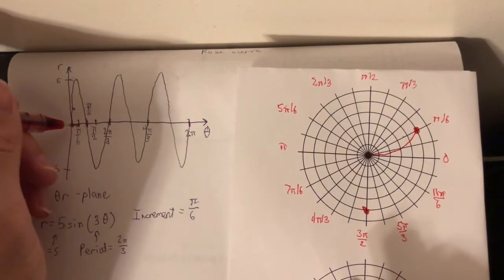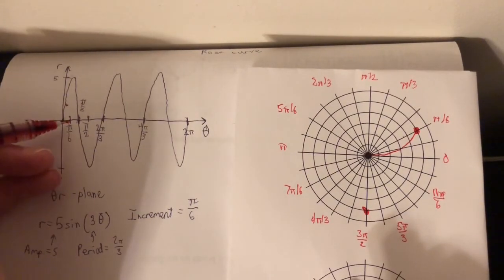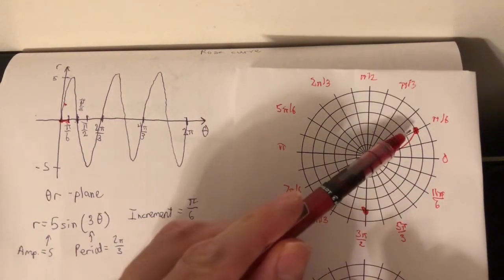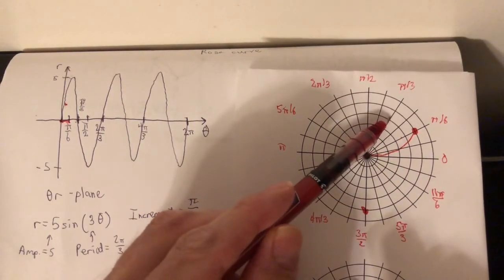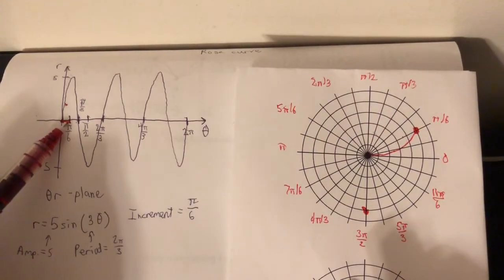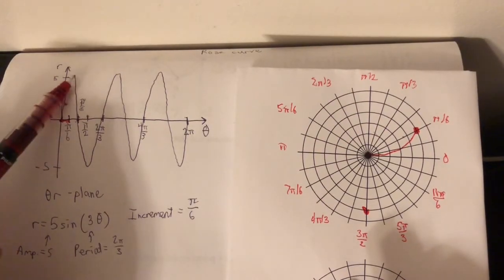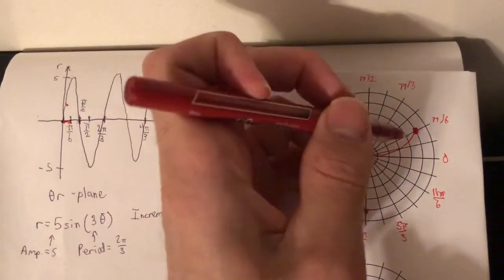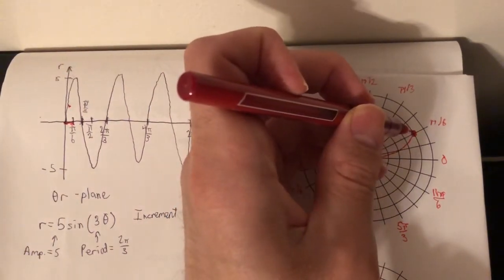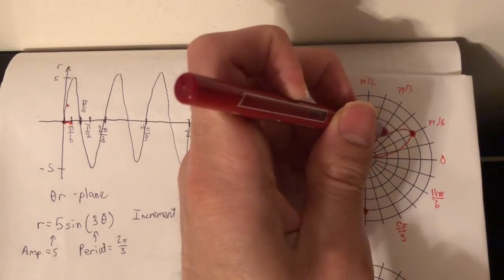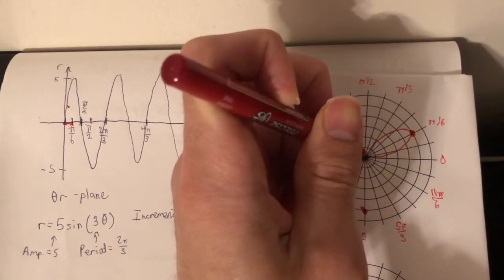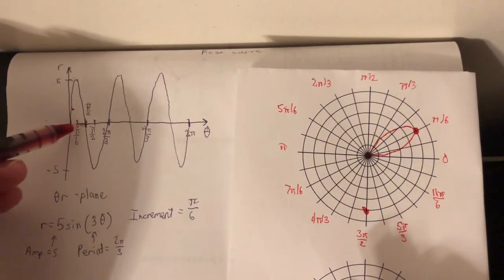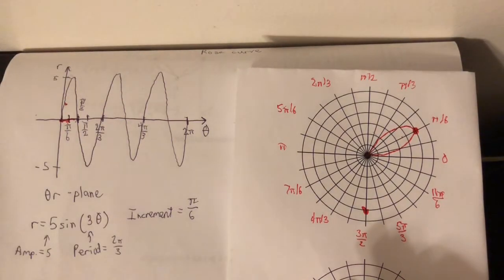So I'm covered here. Now, as I go from pi over 6 to pi over 3, that's going to take me from this branch to this branch. So I go from pi over 6 to pi over 3, going from r equals 5 back to r equals 0. So that's going to take me like so. So I'm covered from pi over 6 to pi over 3.